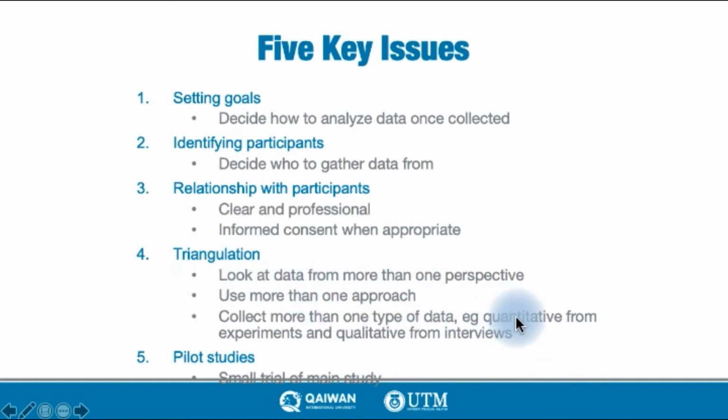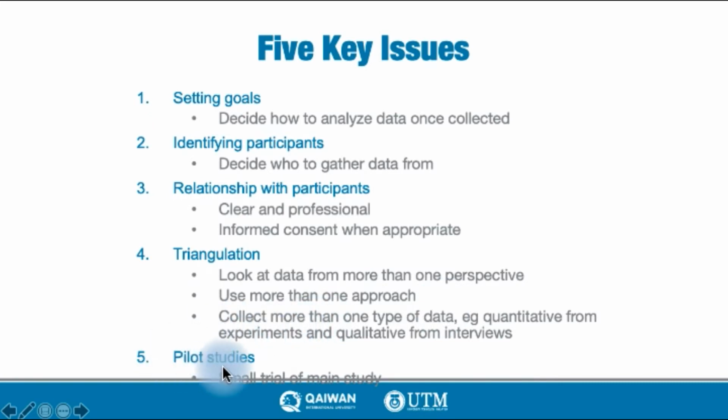And number four is triangulation. So when we do the data collection, we have to go to more people. We have to collect opinions from more customers, more users, and then we have to use more than one approach. So we can use qualitative and quantitative as well to make better evidence to prove that there is an issue with the current product, so we can come out with our own products.